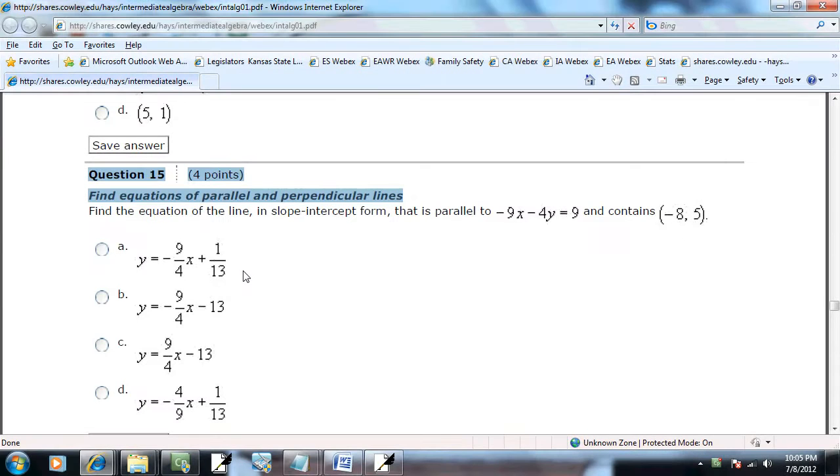Let's take a look at problem number 15. This is find an equation of a line given a parallel line it is parallel to and a point.